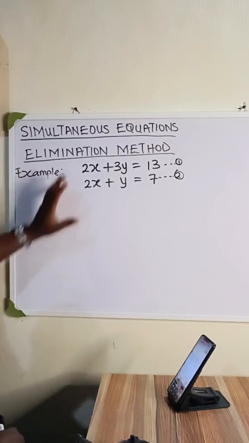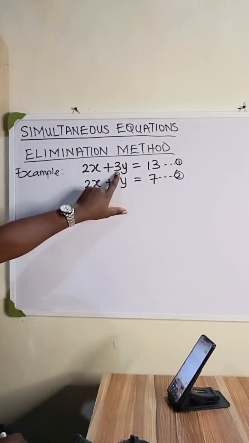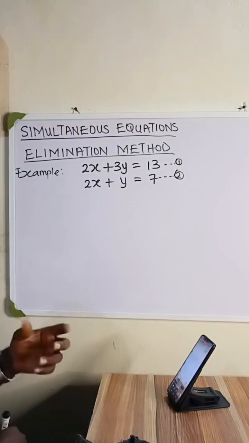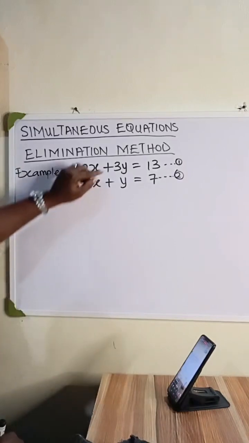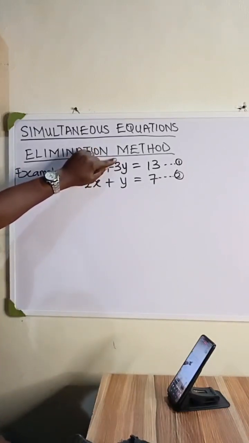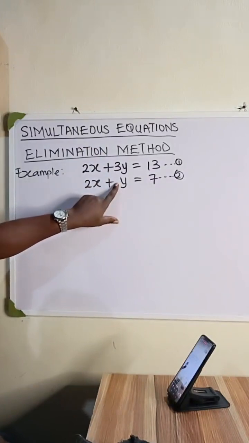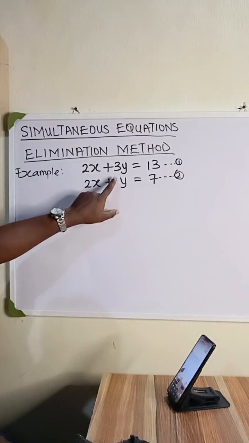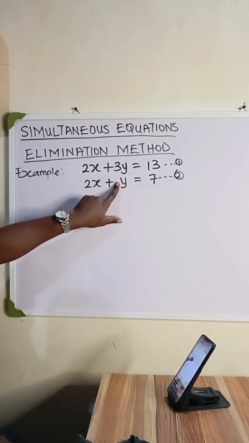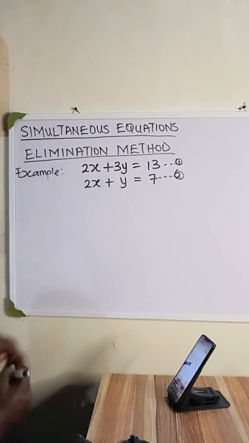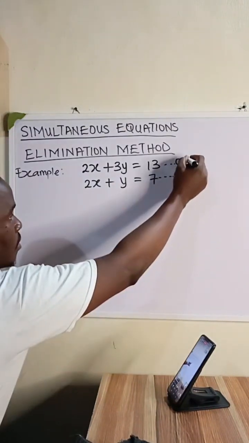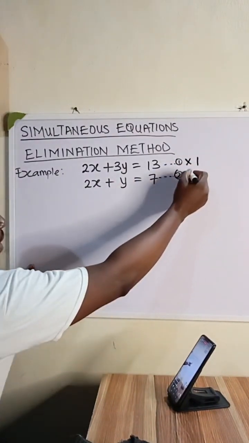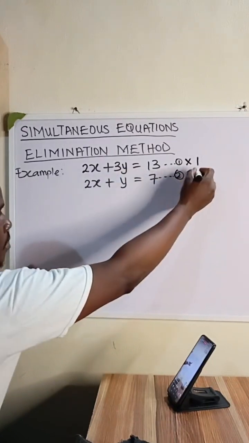Okay? So we're going to eliminate y. For us to eliminate y, we are going to multiply. Remember we said that for you to eliminate any variable, here the coefficient of y is 3, here the coefficient of y is 1. So since the coefficient of y is 1 in equation 2, we are going to multiply equation 1 by 1. The coefficient here is 1, and we are going to multiply equation 2 by 3.